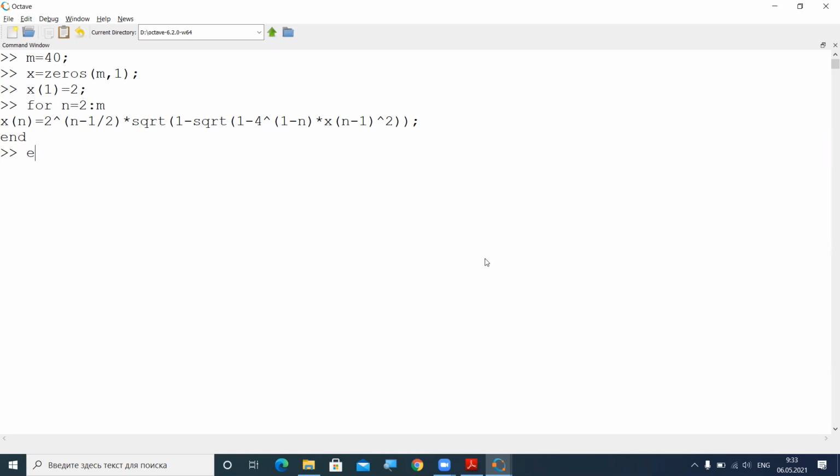And now find the relative error, ER. It equals the absolute value of pi minus x, we can just write pi, divided by the absolute value of pi. With respect to pi, it should be the relative error.